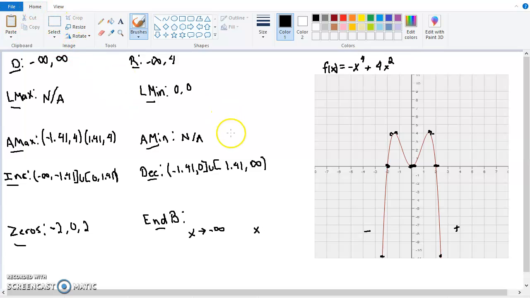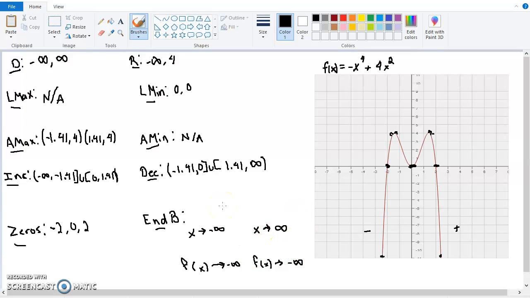Okay, as x goes to positive infinity, f of x goes to negative infinity, and as x goes to negative infinity, f of x goes to negative infinity.